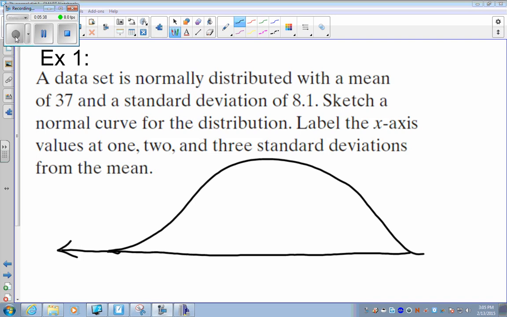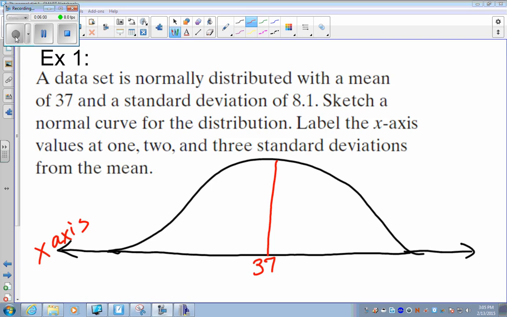And the mean is always in the middle, so mean of 37, so put 37 there. And a standard deviation of 8.1. Sketch a normal curve for the distribution, labeled x-axis. Well, here's the x-axis. And values at 1, 2, and 3 standard deviations from the mean.